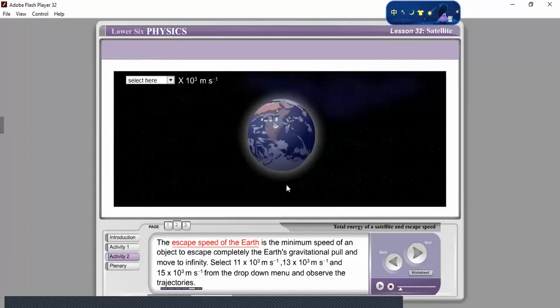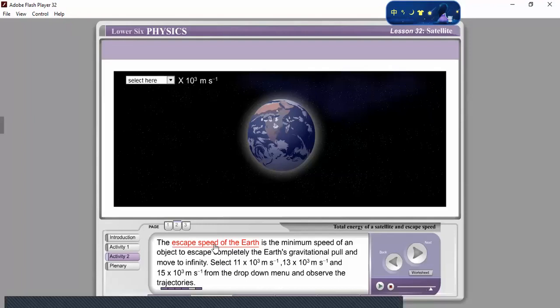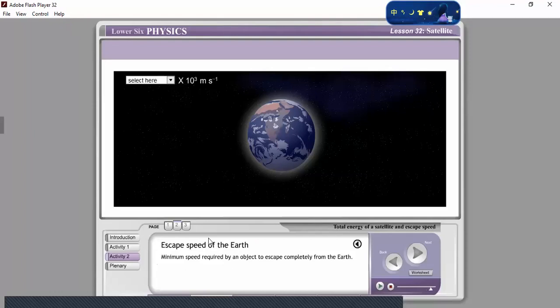The escape speed of the Earth is the minimum speed of an object to escape completely the Earth's gravitational pull and move to infinity. Select 11 times 10 to the power 3 meter per second, 13 times 10 to the power 3 meter per second, and 15 times 10 to the power 3 meter per second from the drop-down menu and observe the trajectories. So what is meant by the escape speed of the Earth? That is the minimum speed required by an object to escape completely from the Earth.